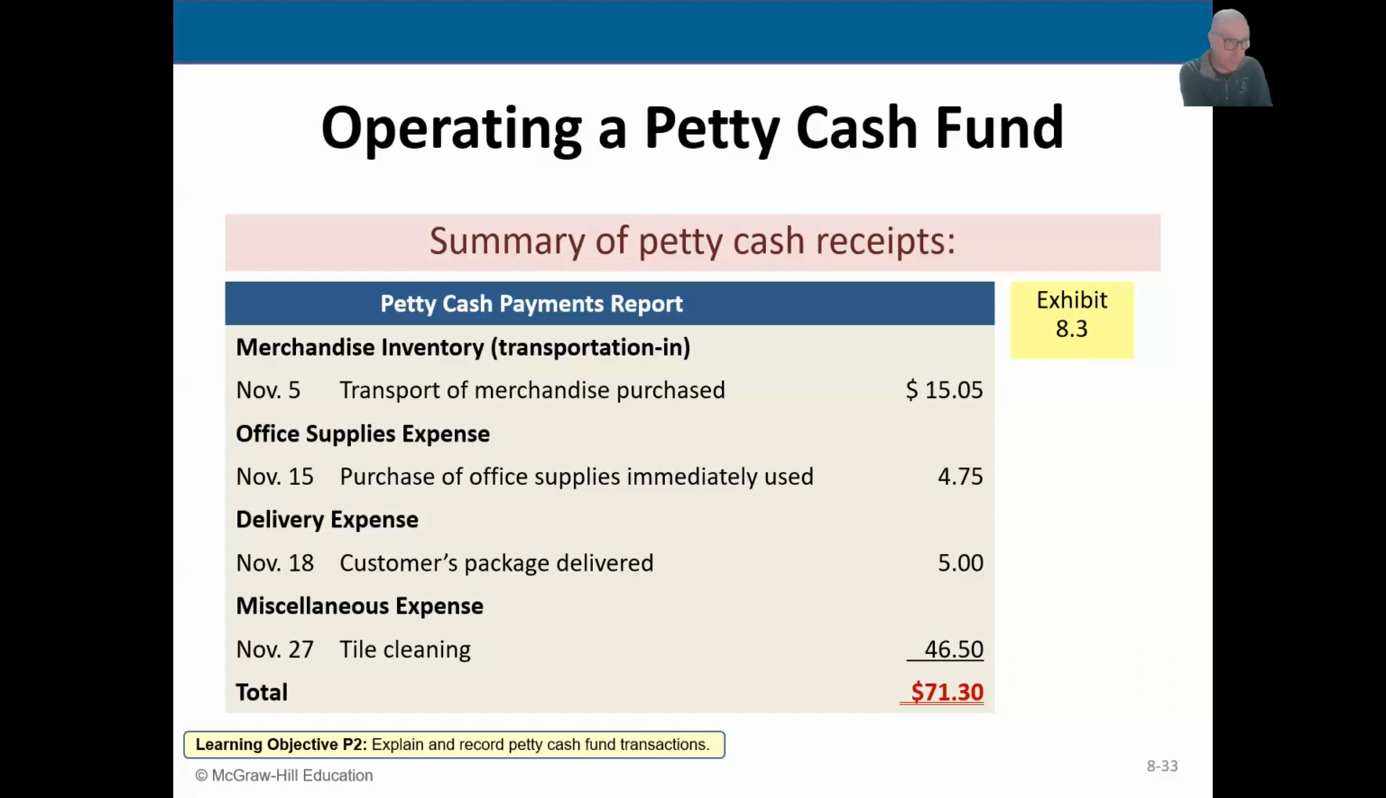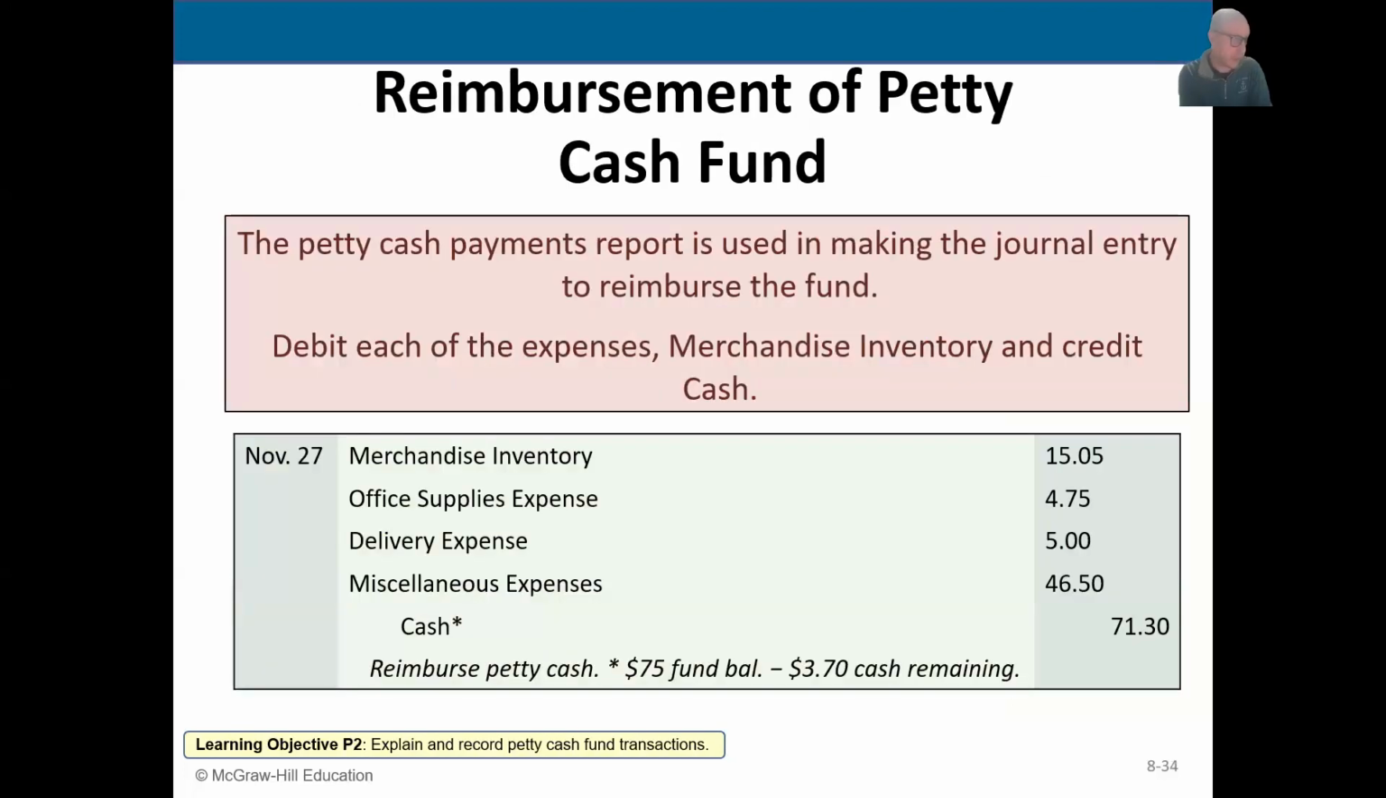Now, at the end of each month, we need to make an adjusting entry for our petty cash to show what we spent it on. Right? So here we have our 4 transactions. Transportation of merchandise. So merchandise, office supplies, delivery expense, cleaning expense. So we need to make an adjusting entry.